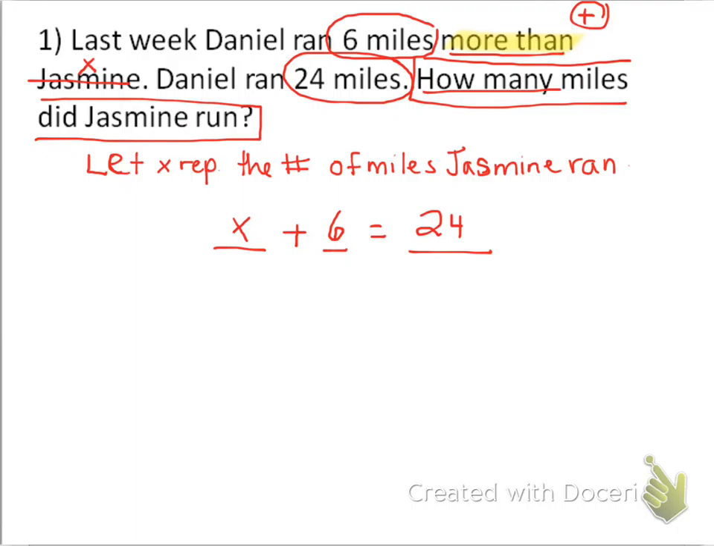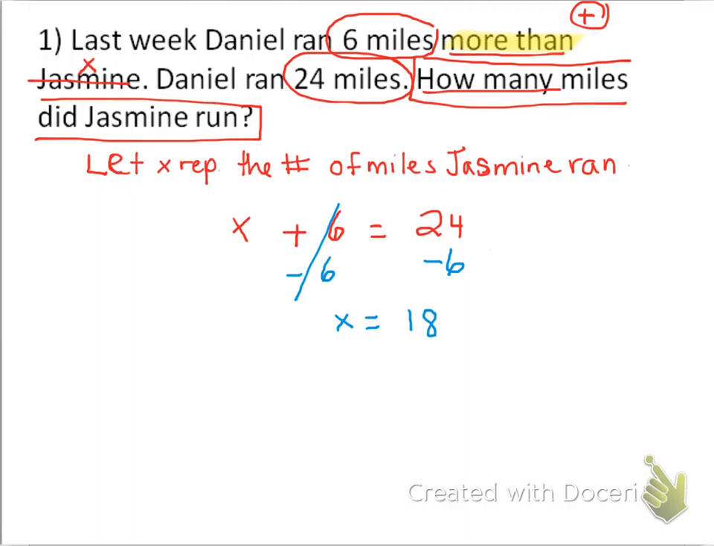Now some of you might be saying, okay, why x plus 6? Well, it says 6 miles more than x, and more than means addition. And if you think back to the foldable we made and all the keywords we wrote in there, more than was the one where we wrote the variable first and then the number second. So this would be x plus 6. Now we're going to solve our equation. That's our next step. To solve the equation, we are going to subtract 6 from both sides. These cancel out, and we're left with x is equal to 24 minus 6, which is 18.